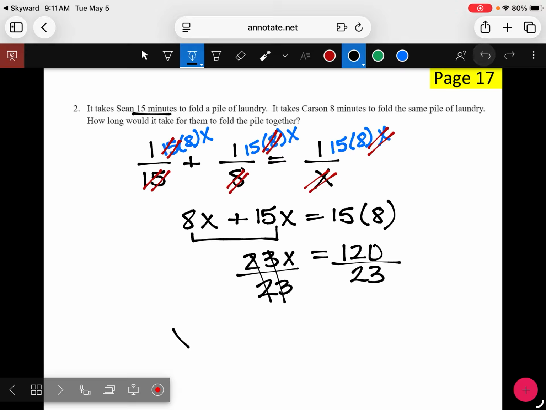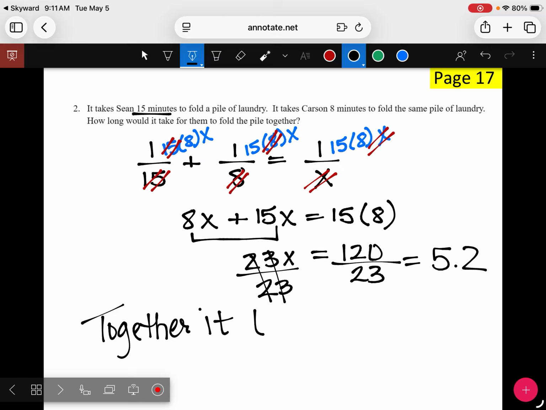So together, now we're talking about minutes. So together, it would take 5.2 minutes.